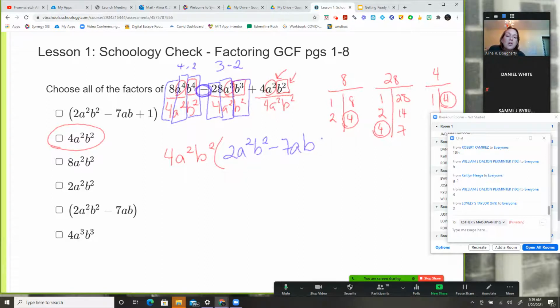In this last term, I need a plus something, right? I can't get rid of that plus. 4 divided by 4 is 1. A squared divided by a squared is 1. And b squared divided by b squared is 1. It's, again, this plus 1 that most people mess up on. This guy is the most common incorrect answer.